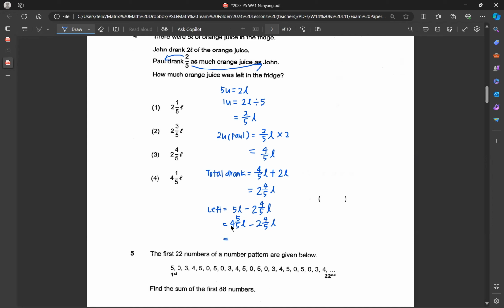So this is how we re-express that. Now we can safely subtract. 4 minus 2 is 2. 5 minus 4 is 1 over 5 liters. So this is your answer, number 1.